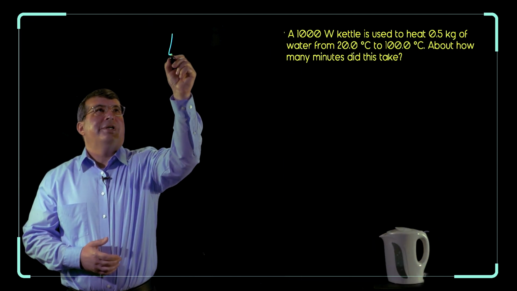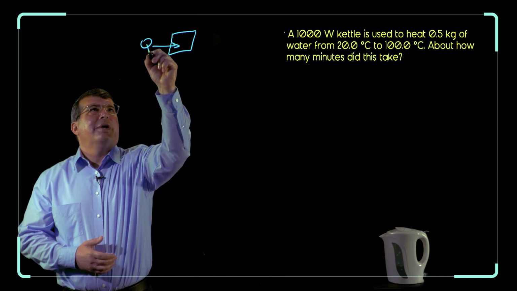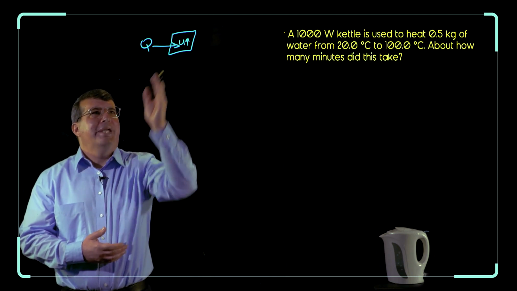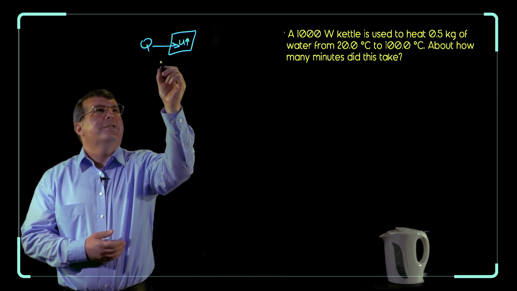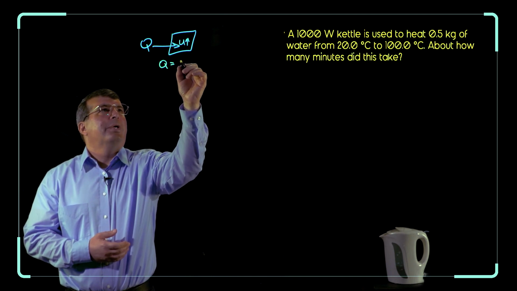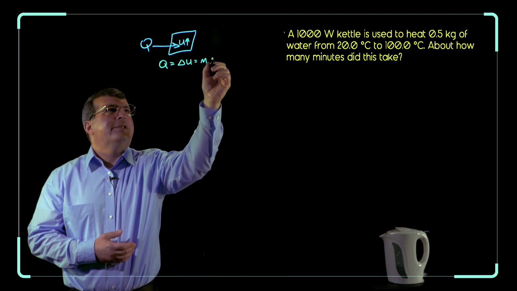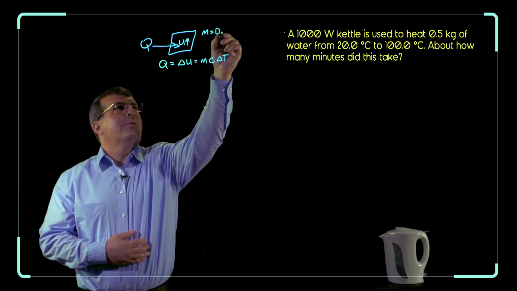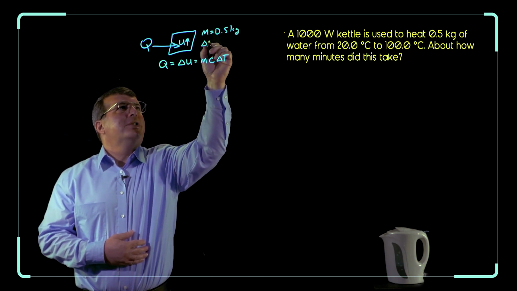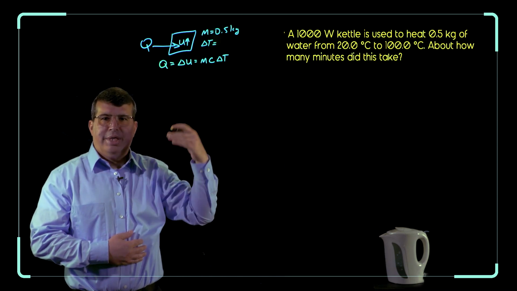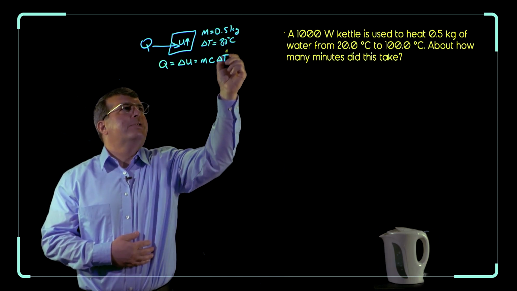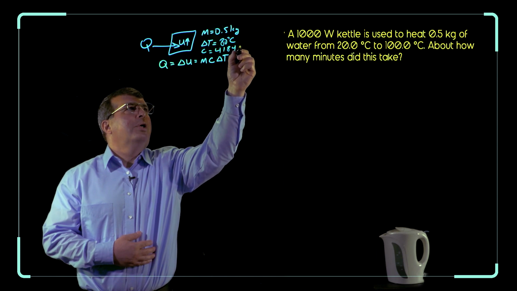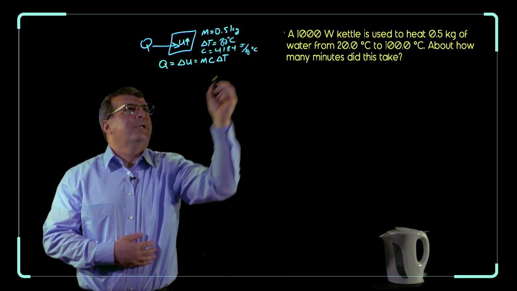Okay, our situation is the same as always. We have thermal energy increasing, we have heat increasing our thermal energy. So the heat is equal to the change in internal energy, which is equal to mass times specific heat capacity times change in temperature. Mass is 0.5 kilograms. Change in temperature from 20 to 100 is 80 degrees Celsius. And our specific heat capacity is 4,184 joules per kilogram degrees C.